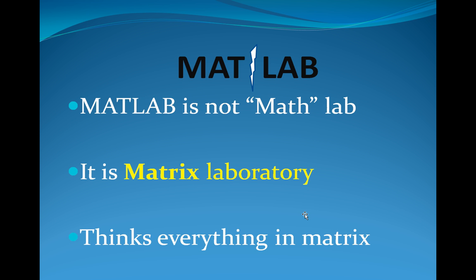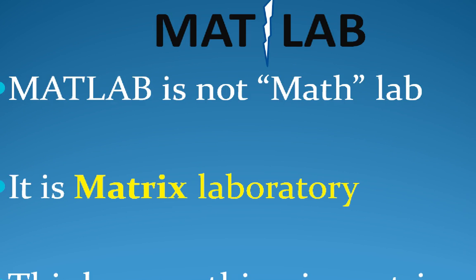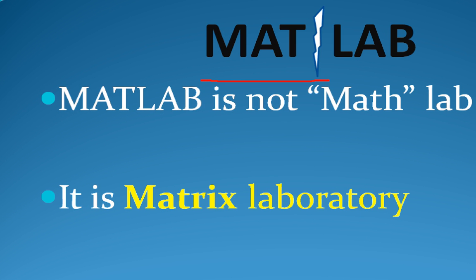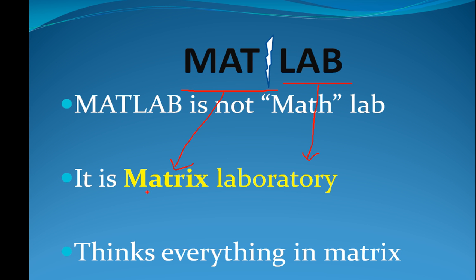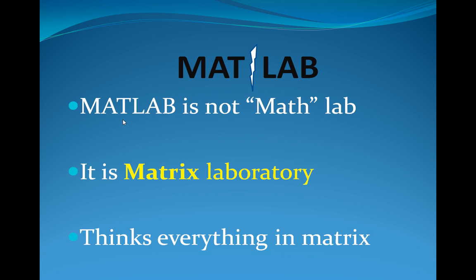So what exactly is MATLAB? MATLAB is made by two words, mat and lab. You can say it's a matrix laboratory basically. Mat here stands for matrix and lab stands for laboratory. So why is it called matrix laboratory? Because it thinks everything in a matrix, be it a picture, be it a video, be it array, anything, variable, assignments, expressions, everything in matrix only.